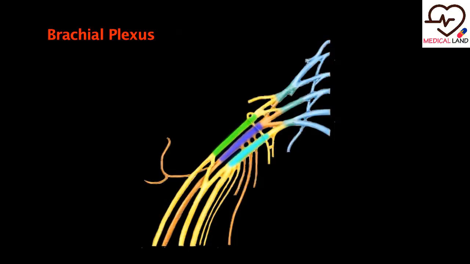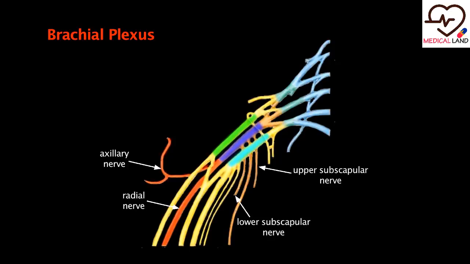Now for the branches off of the posterior cord, the main branch that the posterior cord basically turns into is this radial nerve. And then moving up it, we have the axillary nerve that supplies the deltoid. And then here we have the lower and upper subscapular nerves on either side of the thoracodorsal nerve.